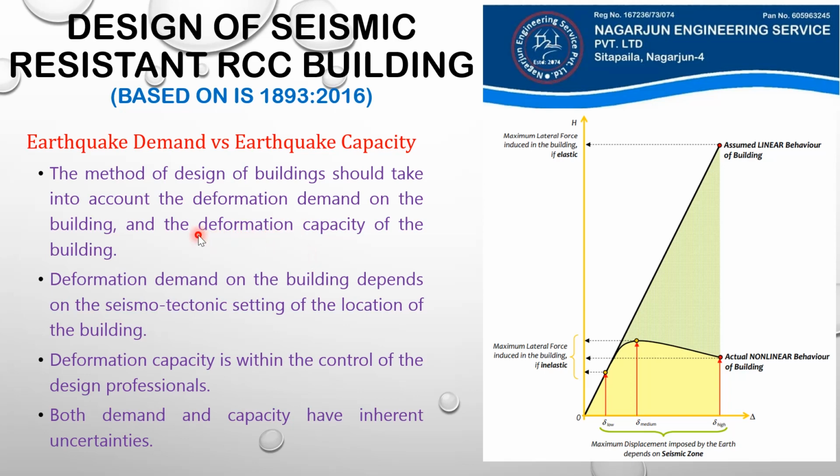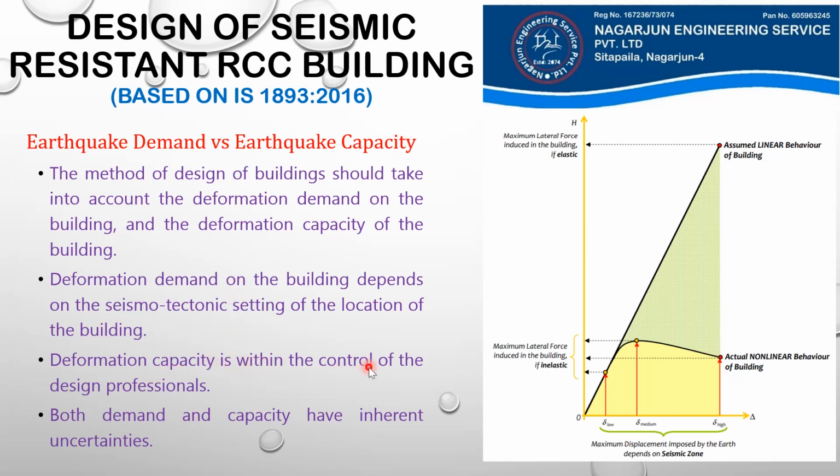Because that demand has to be balanced by the capacity of the structure. So earthquake demand on a structure depends on the seismotectonic setting of the location of the building, because if we are in a very earthquake prone zone, or our building is located near fault zones, or the nature of our soil is such that it amplifies the earthquake waves, it amplifies the earthquake forces, then there is a higher demand on the building. The base shear acting on the building will be of higher magnitude.